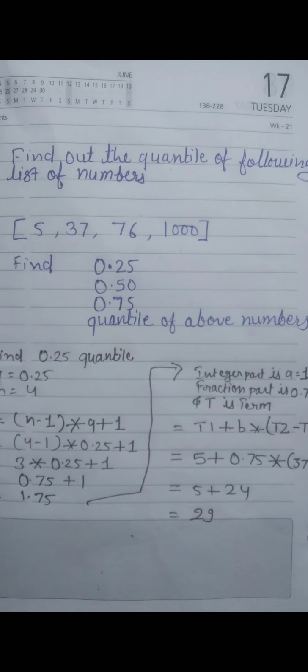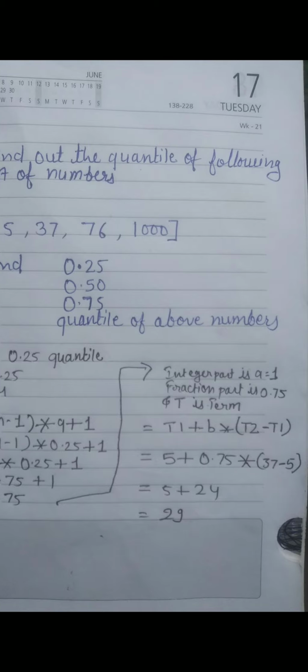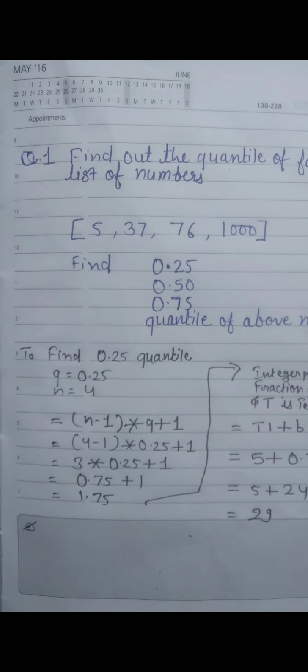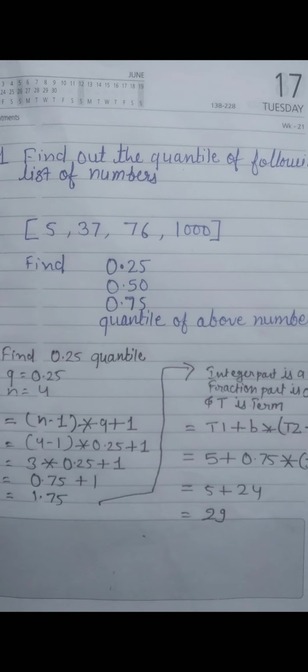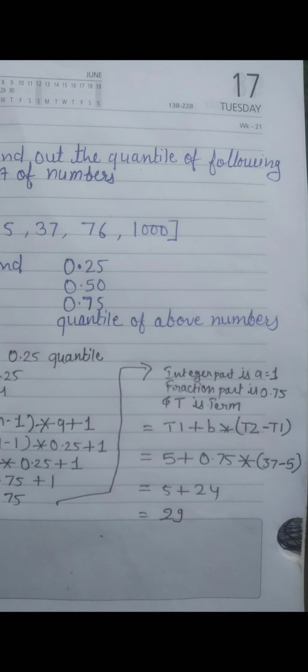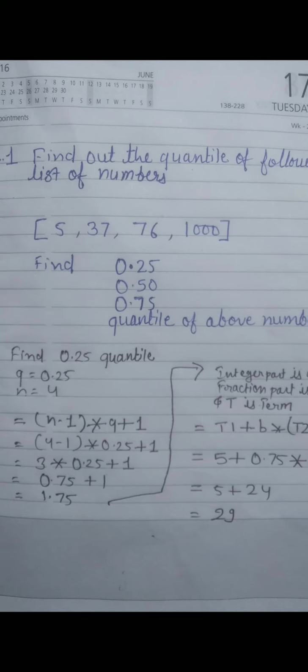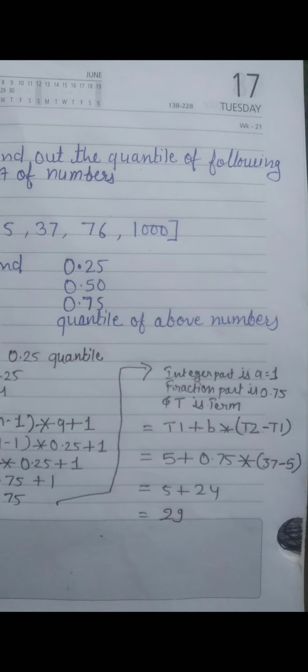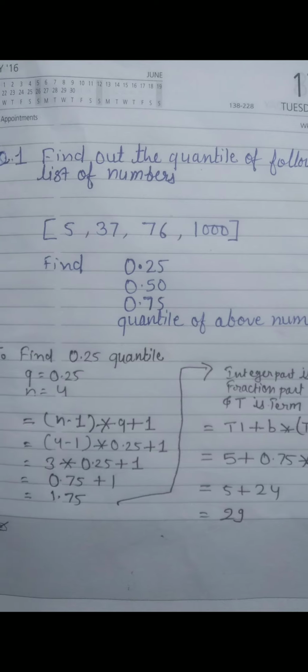The integer part is 1 and the fraction part is 0.75. We have to use the fraction part only. Now fill the values as per this formula, t1 plus b times (t2 minus t1). Here the fraction part is 0.75, that is b, into t2 minus t1, where t2 means 37, the next value, and t1 means 5.